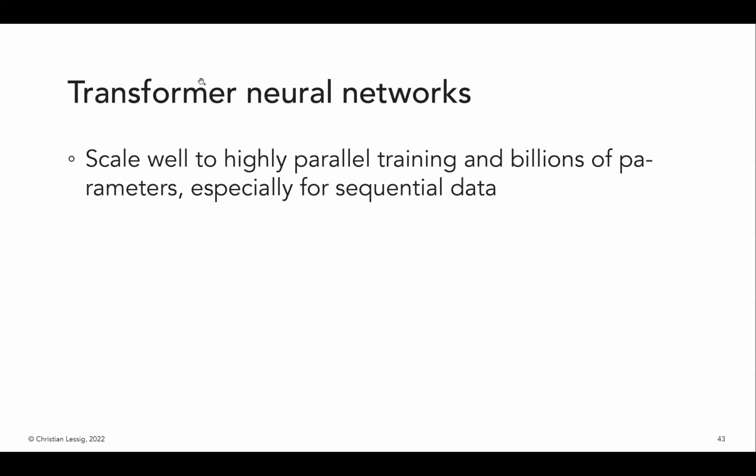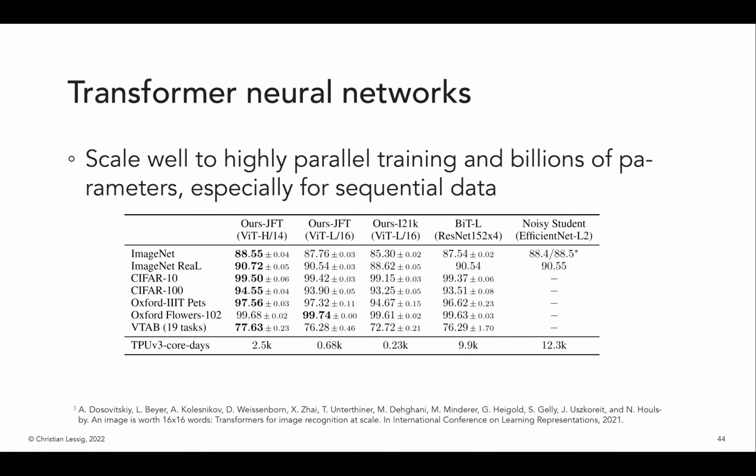The one reason is that they scale very well for parallel training. And if you have very large models, that's one of the things that works substantially better than, for example, convolutional neural networks. These are numbers from the paper called Vision Transformers. What we only care about is essentially the last row here, which is the compute time.